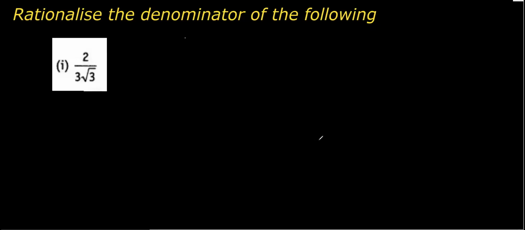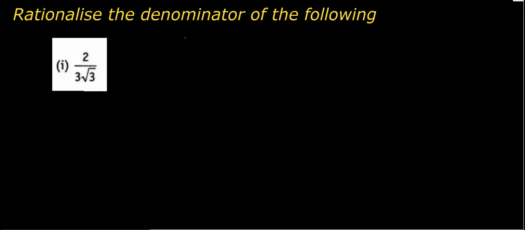In this video, we are going to do some 7-8 questions based on rationalizing the denominator. What you can see here is that the denominator is 3 root 3. Clearly, it is irrational, right? Definitely we cannot convert an irrational number into a rational one, but we can rationalize the denominator.